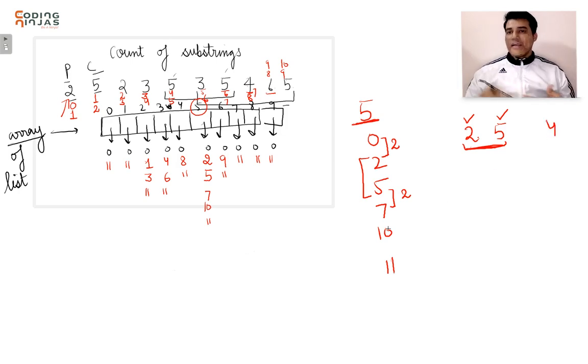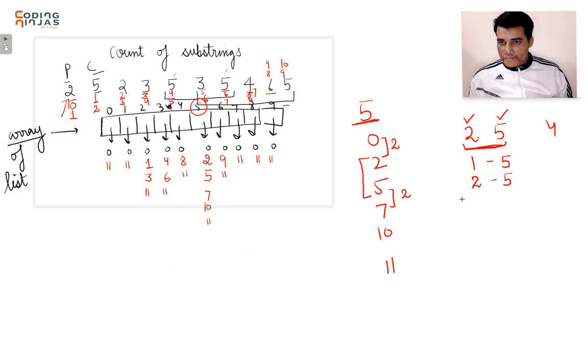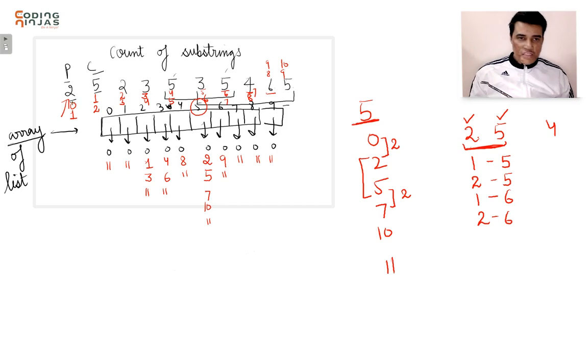Let me show which those four substrings are. The first substring starts at 1 and ends at 5. The second substring starts at 2 and ends at 5. Now the third substring starts at 1 and ends at 6, and the fourth starts at 2 and ends at 6. Just look at this part.